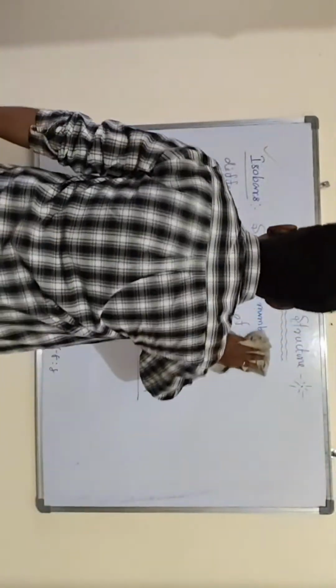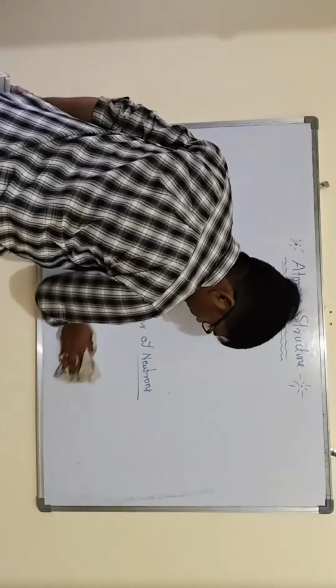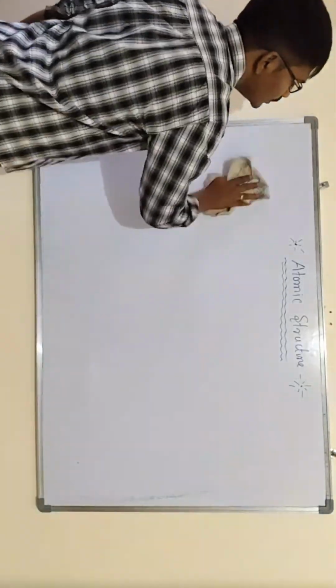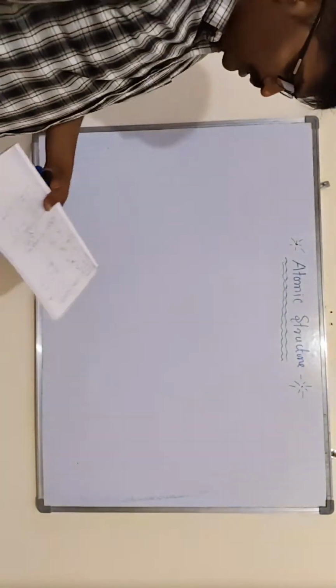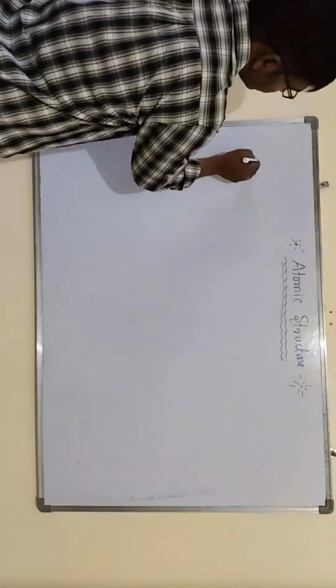Then isobars and isotones we are discussing. Isotopes are nothing but same atomic number. Isobars are nothing but same mass number. Isotones are nothing but same number of neutrons. Next, two more are there, that are isosters.